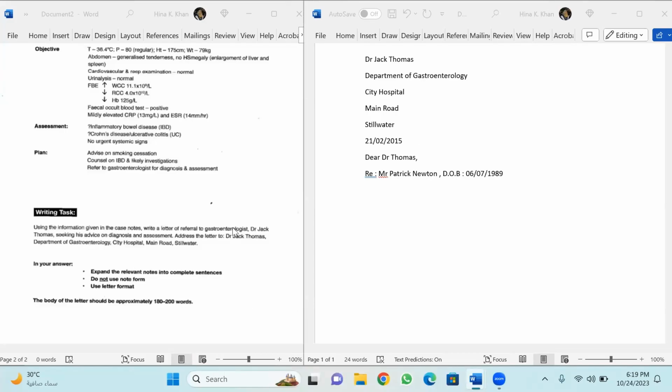So today's letter is this, and just by assessing the writing task or the plan, we will make sure what type of letter it is. It's a referral letter to a gastroenterologist. So in this letter, the information we are going to include will be related to this doctor. We will not include unnecessary information.